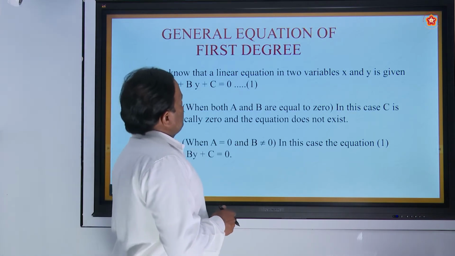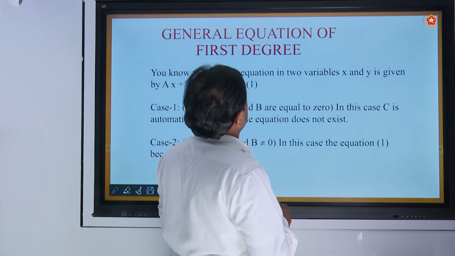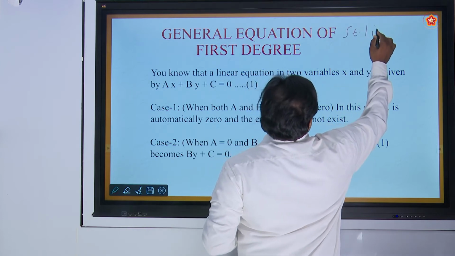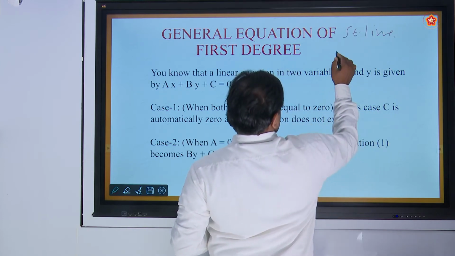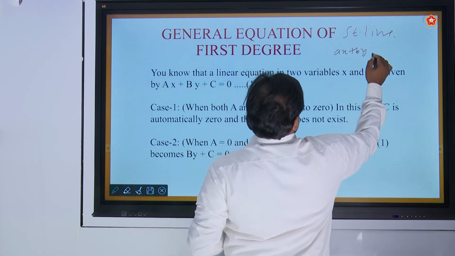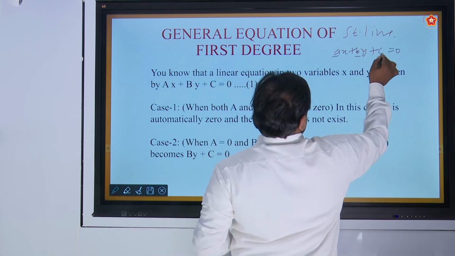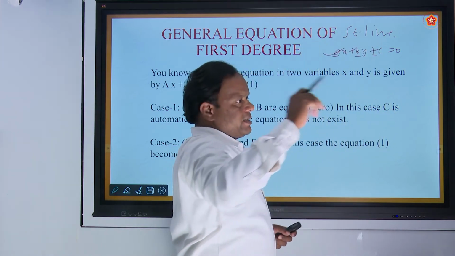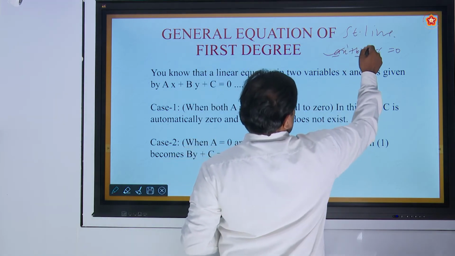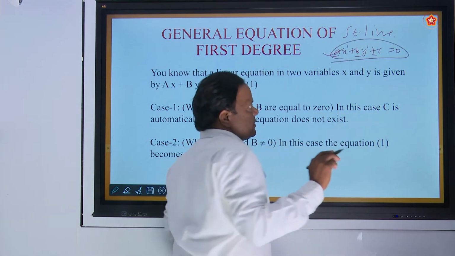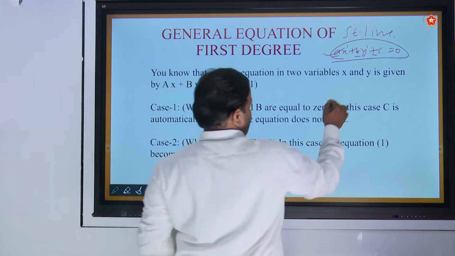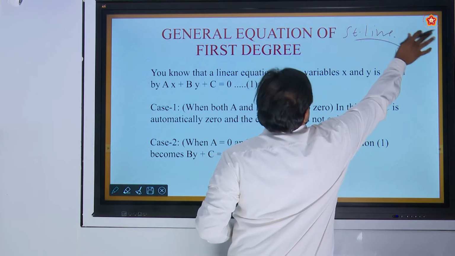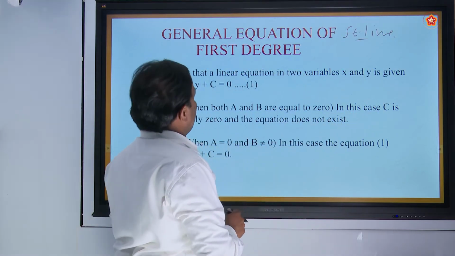We know what the general equation of a straight line is: general equation of first degree. Observe here, the line is like this: ax plus by plus c equal to 0. Otherwise you can take a, b, c in capitals also, that is also correct. This type of equation is called first degree. Degree is nothing but the power of x is 1 and y's power is 1. If there is ax square, this is called quadratic, correct? Here it is only ax plus by. This is called the general equation of first degree.